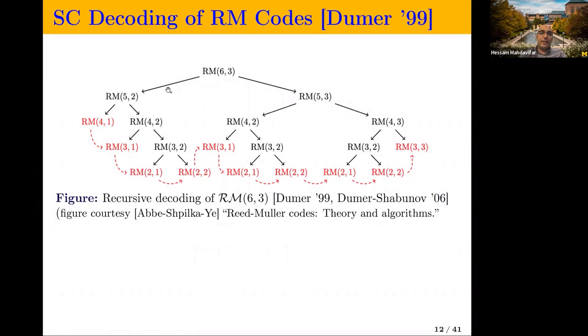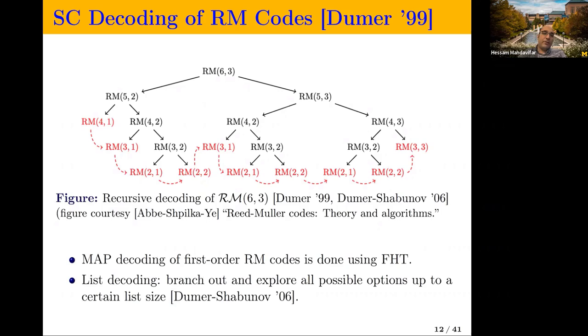For example, we can use this tree structure and basically go down the tree and do the decoding at the leaves of the tree. But the good news is that we don't actually have to go down to order zero. We can also stop at order one leaves, because at order one we know how to do MAP decoding efficiently using the so-called fast Hadamard transform. So the MAP decoding of first-order Reed-Muller code is feasible and very efficient. I should also mention the great work by Dumer and Shabunov to do list decoding of Reed-Muller codes using this structure.